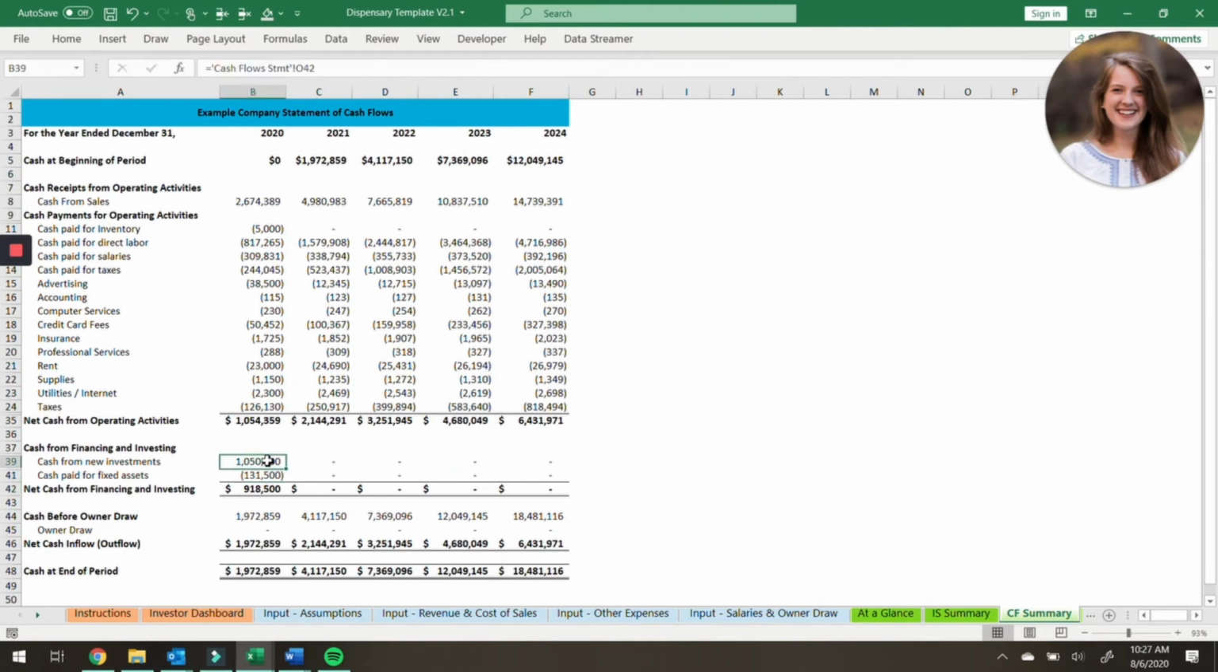Cash from new investments, that's cash coming into the business, that's not revenue. Cash paid for fixed assets is cash leaving, that's used to acquire assets. So again, that's not an expense.